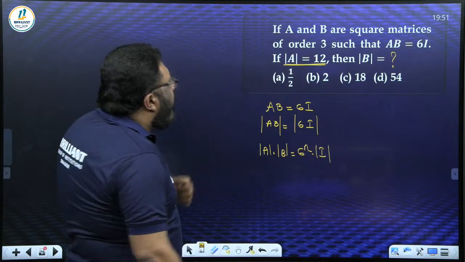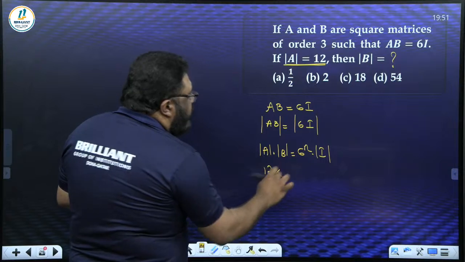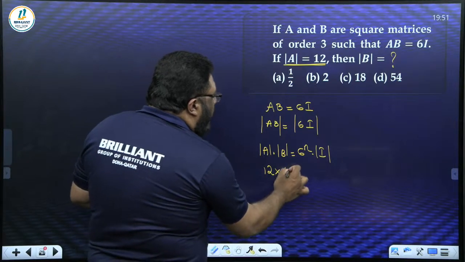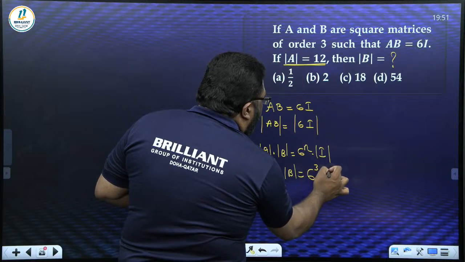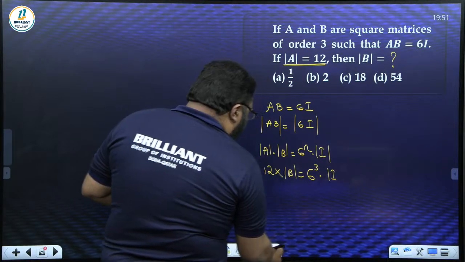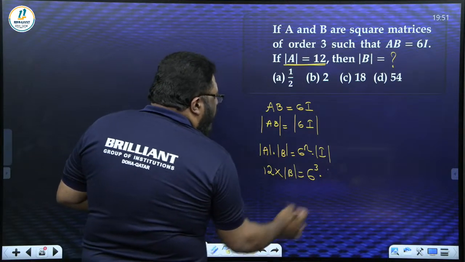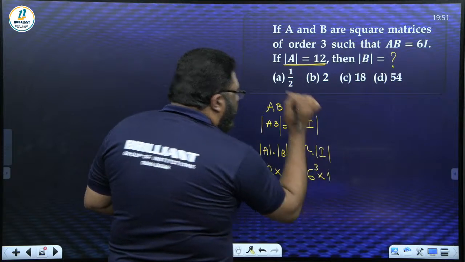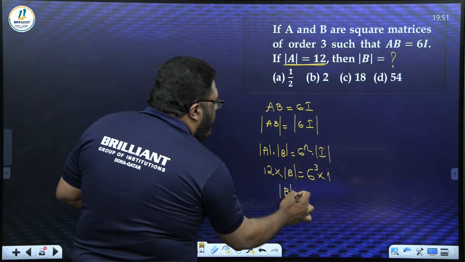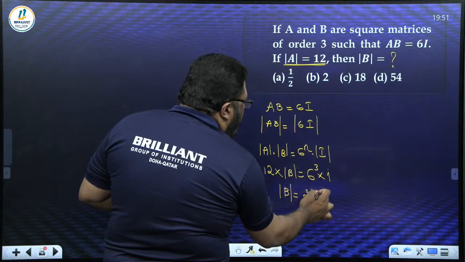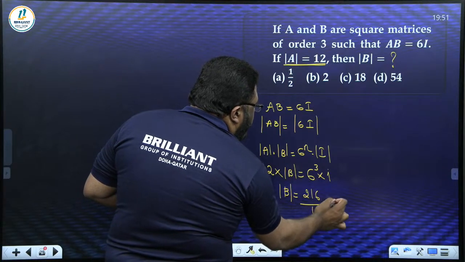So what is determinant of A? 12. And what's determinant of B? That we have to find out. And 6 raised to n is 6 raised to 3 times determinant of I. It's an identity matrix, which always has a determinant of 1. So determinant of B is equal to 6 cube, 216, divided by 12.